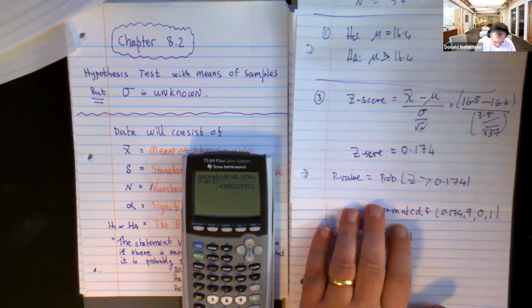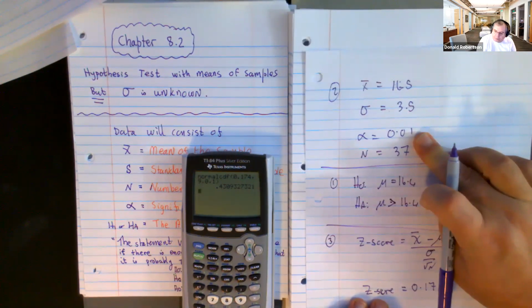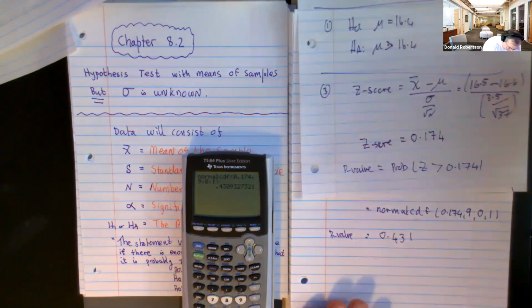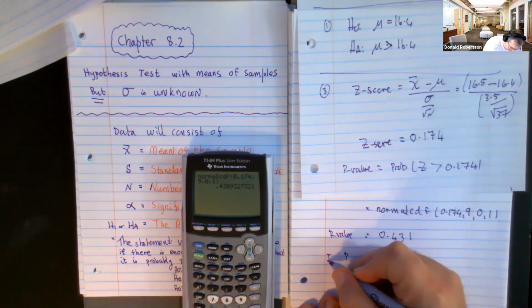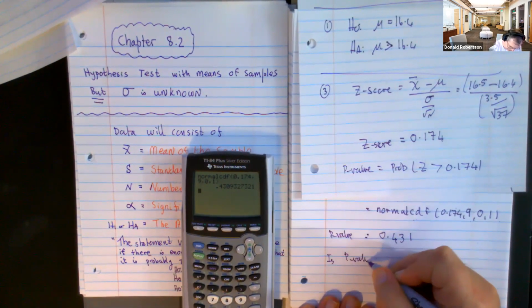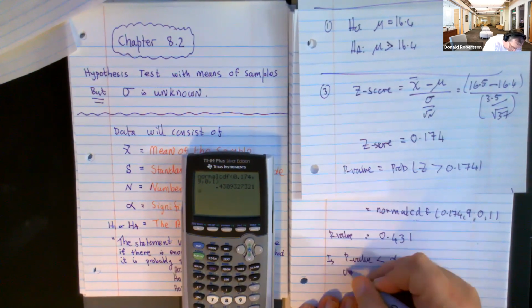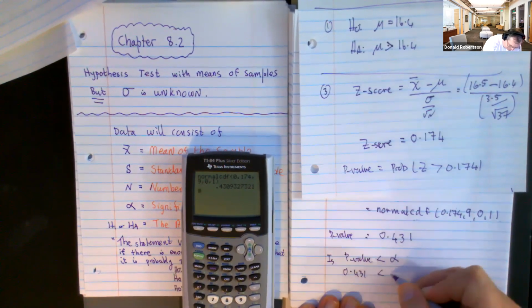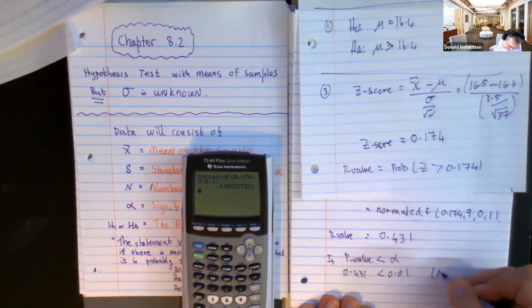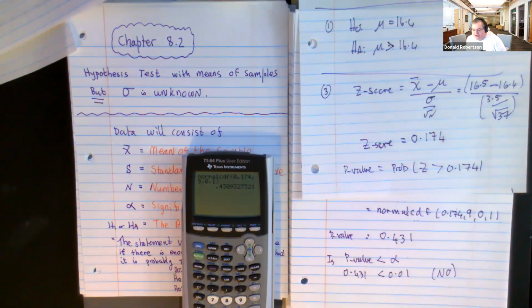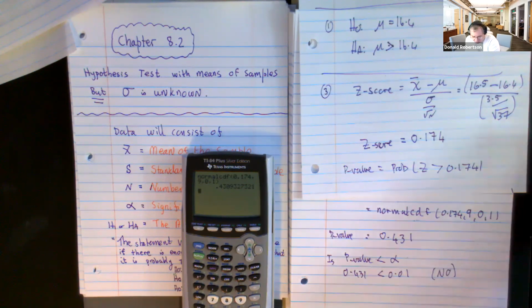Well, I should check it. Shouldn't I check it against 0.01? Well, is my p-value less than alpha? Is 0.431 less than 0.01? An emphatic no. So it's not statistically significant, and therefore you don't reject the null hypothesis.